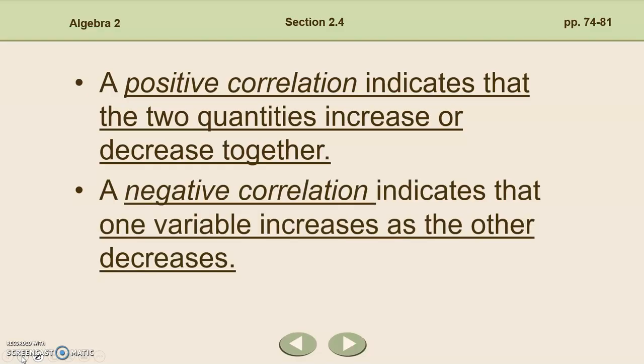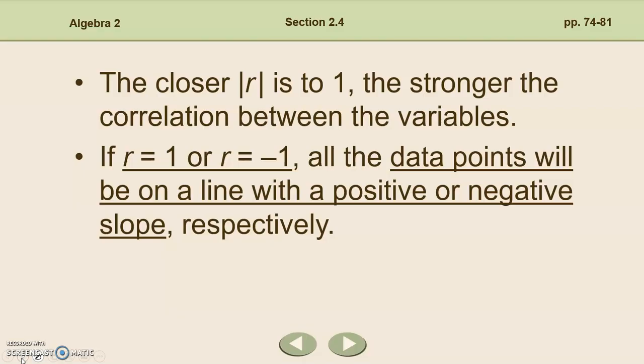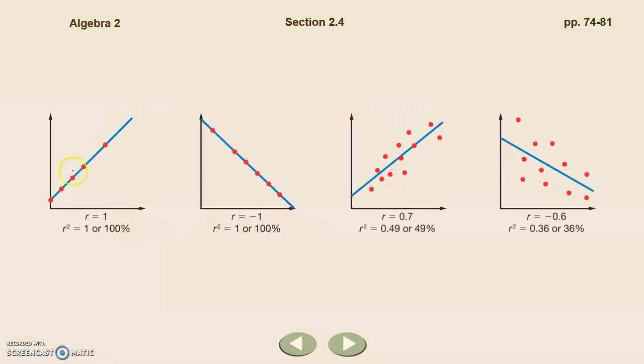Thinking about our miles and our time in the 10K, as the number of miles that you trained with increased, your time decreased. That is a negative correlation. The closer that R, the absolute value of R, is to 1, the stronger the correlation between the variables. If R equals 1 or R equals -1, then all the data points will be on a straight line with a positive or negative slope, respectively. So in this graph, for example, R equals 1. There is a point-for-point correlation. Here we have a negative slope, but R is still equal to -1.